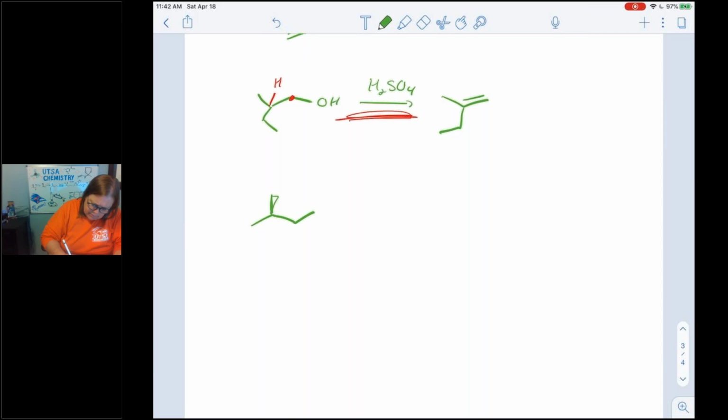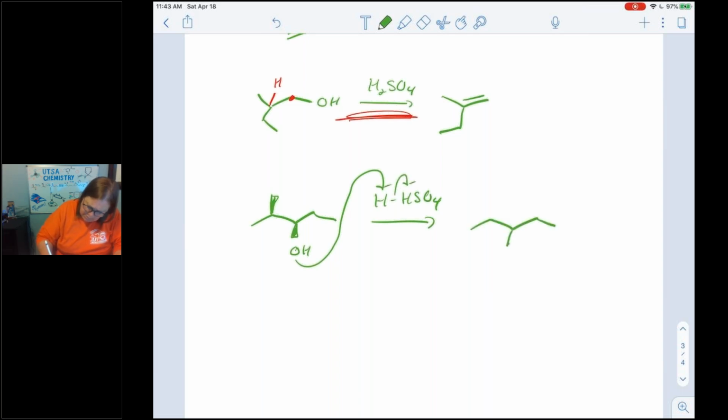Say I have this alcohol here, going to react in the presence of sulfuric acid. Again, before I do anything, I must turn my OH into a good leaving group. That is key. That is the most important first step. It's very important. My leaving group will leave.